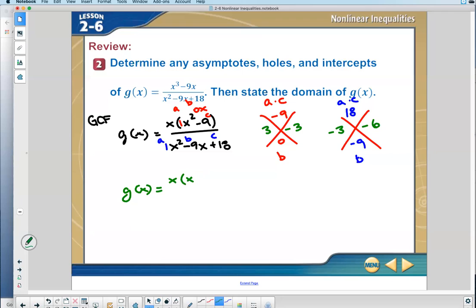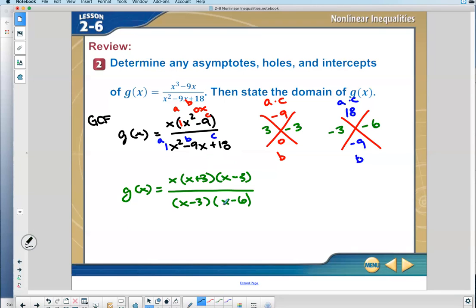This means we have x plus 3, x minus 3. That's what this parenthesis became right there. The denominator becomes x minus 3 and x minus 6.